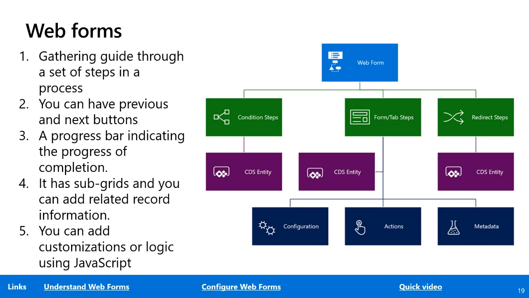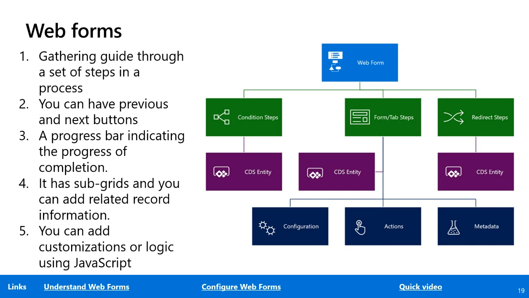So moving on. Like we discussed with the entity forms feature, you can access individual records within a portal. However, there might be some scenarios where you will require some common data service records that are either too complex to present on a single page, or you might have data requirements that include multiple common data service entities. So you can look at web forms. Basically, they're a gathering guide. It'll help you go through a set of steps in a process, and it also includes conditional logic steps.